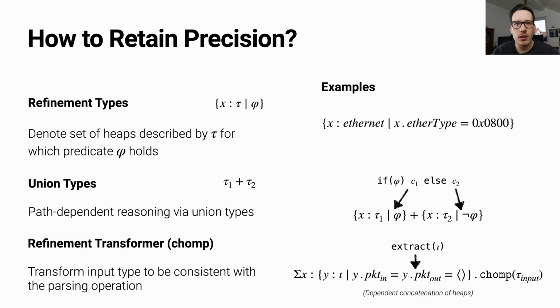And finally, we want to capture the effect of parsing headers from the input type, which we achieve by providing a refinement transformer called chomp. Given some input type, chomp computes a new type that captures the effect of removing a fixed number of bits from the input packet and populating a header instance with these bits.